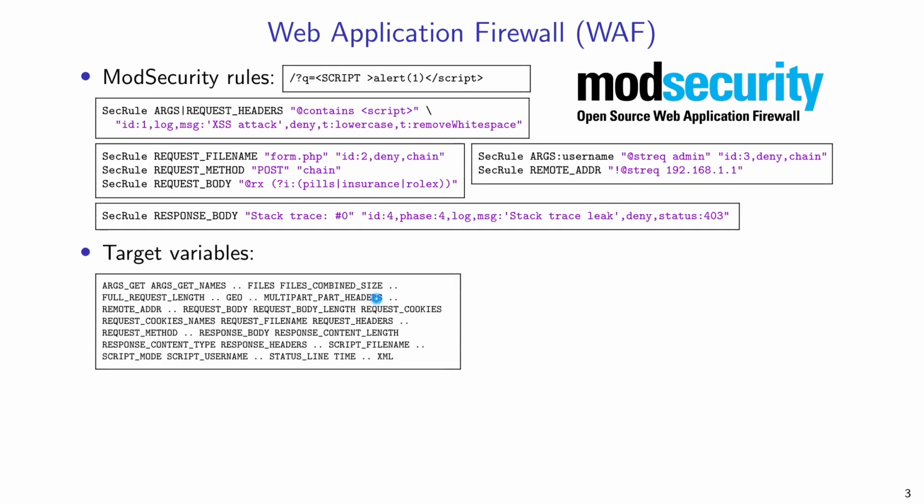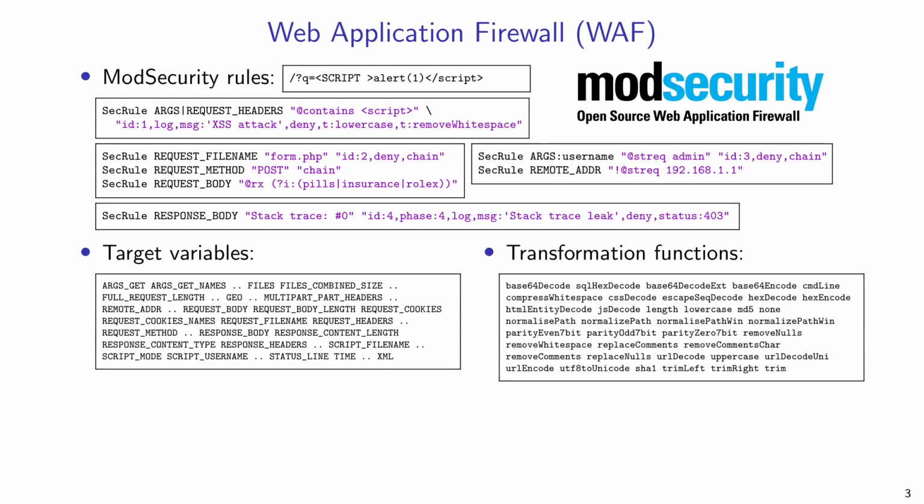ModSecurity provides a long list of target variables that can be inspected by rules. As you can see, there is basically a variable for every single thing that can exist in an HTTP request and response. Then there are quite a few transformation functions that can be applied to the variables. Two of them you already saw here in this example. Then there are different types of operators that can be applied.